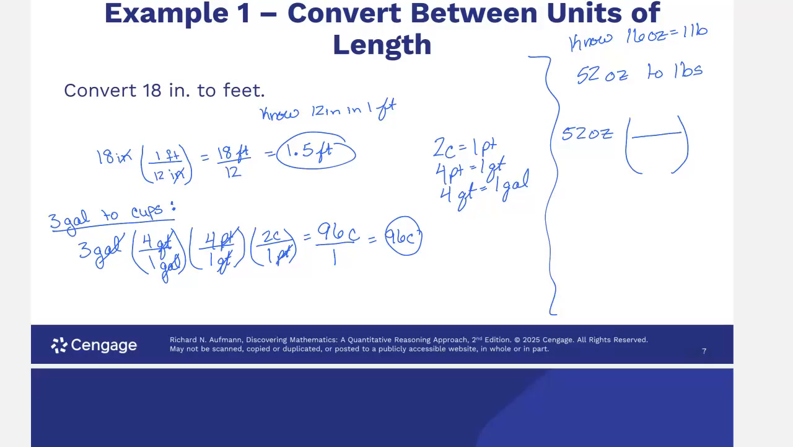So if I want to cancel ounces, I need ounces to be down here. There's 16 ounces in 1 pound. And since I've got ounces in the bottom and ounces in the top, those are going to cancel. And then we're just going to multiply straight across. So I'm going to have 1 times 52, which is 52. And the bottom, I'm just going to have the 16. And my units are going to be pounds. So 52 divided by 16 is 3.25. So we have 3.25 pounds out of that 52 ounces.